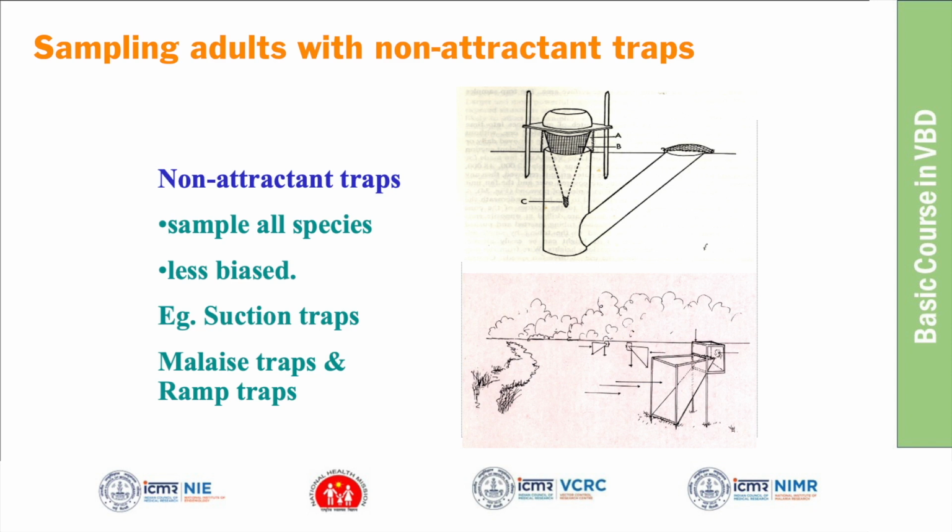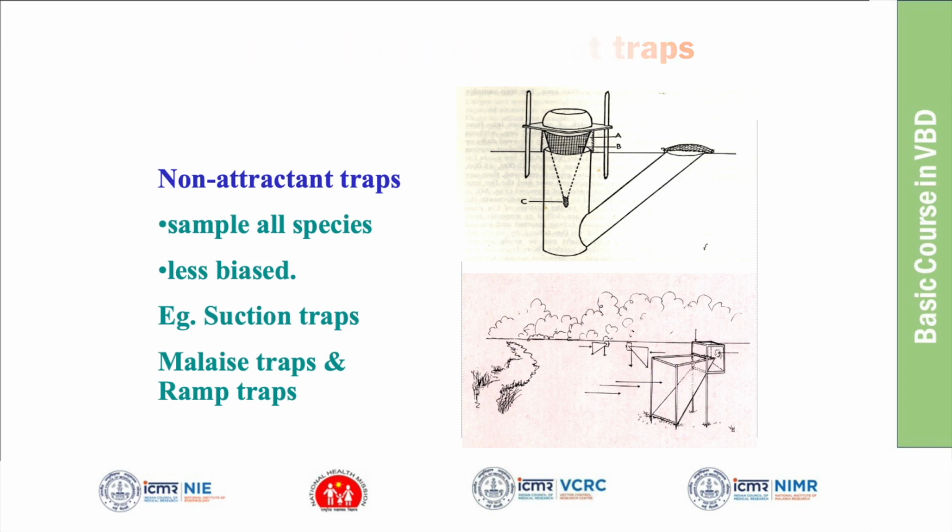Then we have the Malaise trap, the ramp trap. What we are showing here is a ramp trap. This is nothing but a tunnel of netting arranged in this shape. Then it ends with a collecting cage. Several traps you have to employ in between the breeding site and the human habitations. Once after the emergence, they enter into the ramp traps and they are caught in the collection cage.